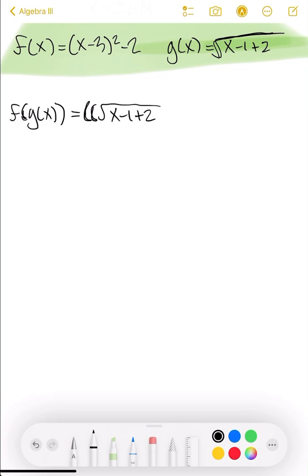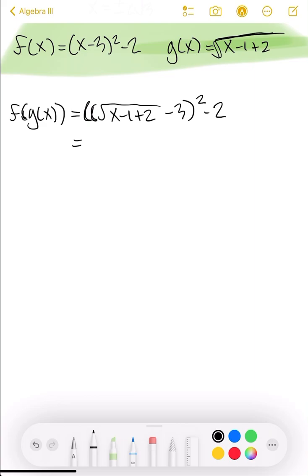Plus 2, minus 3. Alright, so from here on, basically all we would have to do is solve it. So I'm going to start by taking out this square root we have here, because this whole section in parentheses is being squared. The square root on the inside would automatically cancel out.